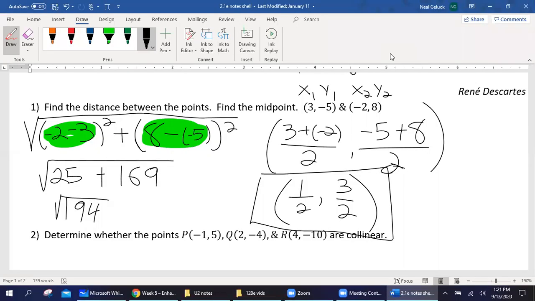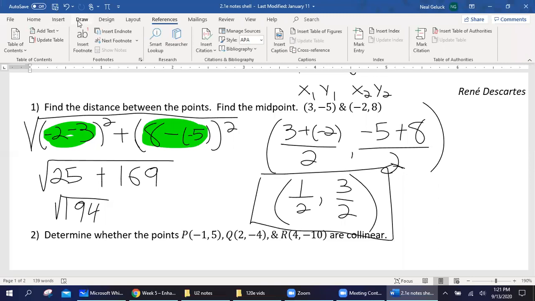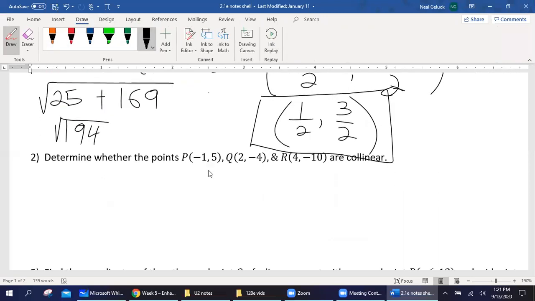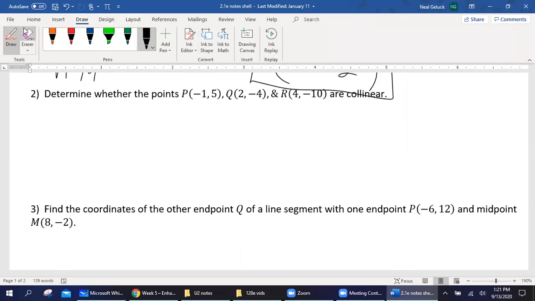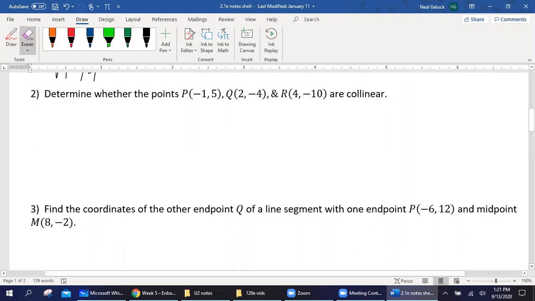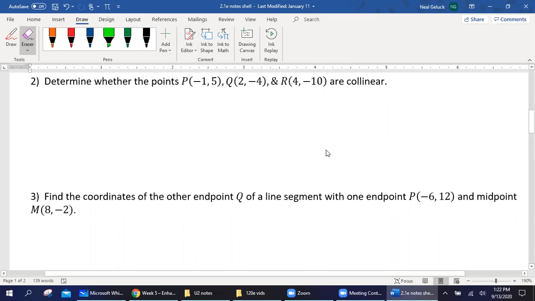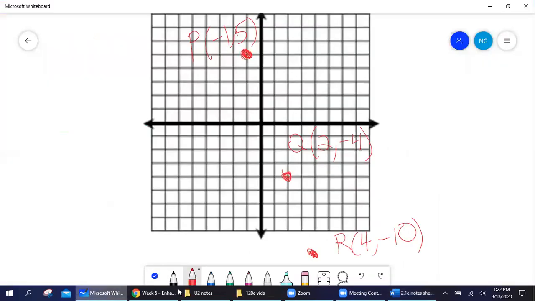For number 2, we have a very kind of strange, different sounding problem. Determine if these points are collinear. So just a reminder from geometry, collinear means on the same line, together on a line. Well, how the heck are we going to do this? What does this have to do with distance and midpoint? Well, it actually is going to use the distance formula. So graphically, we've got these points, and the question is, are they in a line with one another? Now, granted, by just looking at it, looks like they are, but that's not mathematically precise.